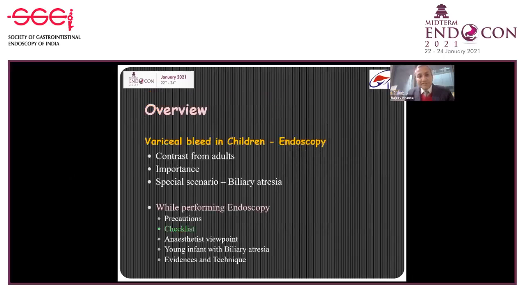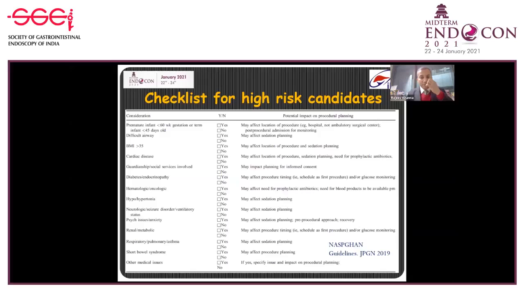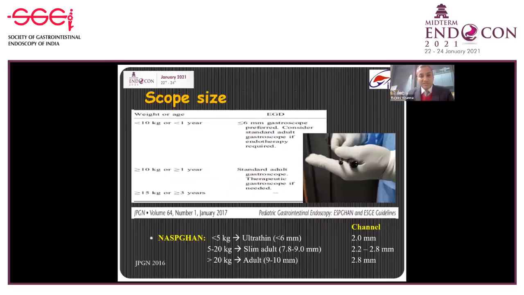So coming to the checklist, this is a checklist for pediatric procedures which has been proposed by NASPGHAN in 2019. We should look for whether the baby is premature, difficult airway, higher BMI, cardiac disease, or if there is endocrinopathy, renal disease, or any other metabolic condition which may affect the fluid or electrolyte requirement. Also, if there is neurological involvement in the form of hypertonia or hypotonia or seizures, which can affect the sedation planning, and also respiratory or pulmonary diseases, which can again affect the sedation planning.